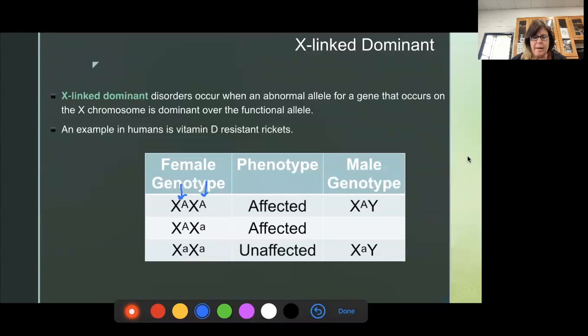So, for example, in humans, in vitamin D resistant rickets, they're saying that this particular gene is dominant over the functional gene. So if it's dominant, that means even though they're a carrier, they're affected. The normal would be little a, and not all X-linked genes are dominant. This is just the one we're showing.